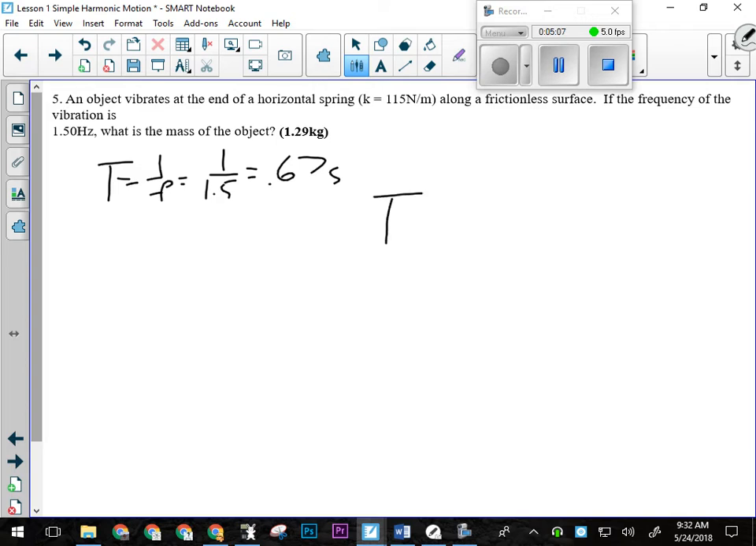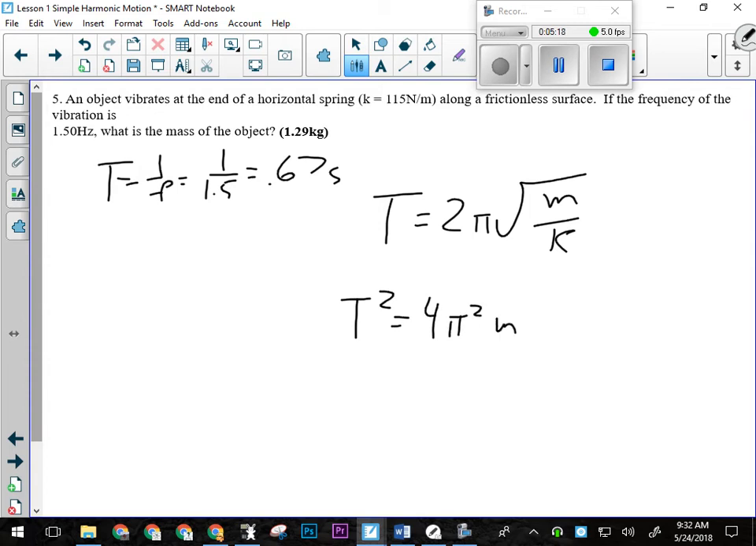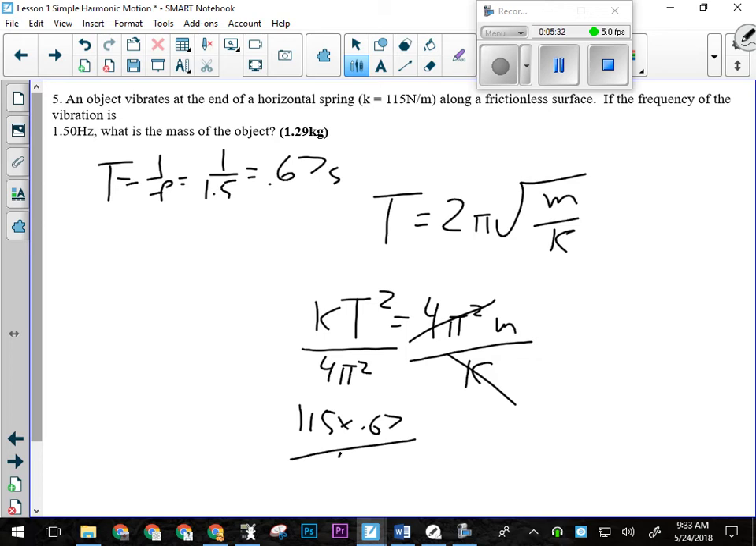Then we go to T equals 2 pi root m over k. In order to solve for m, I have to square everything. So T squared equals 4 pi squared times m divided by k. Multiply both sides by k, divide both sides by 4 pi squared, and I've got m. So we'll have 115 times 0.67 squared divided by 4 pi squared, and that should end up as 1.29 kilograms. Any others?